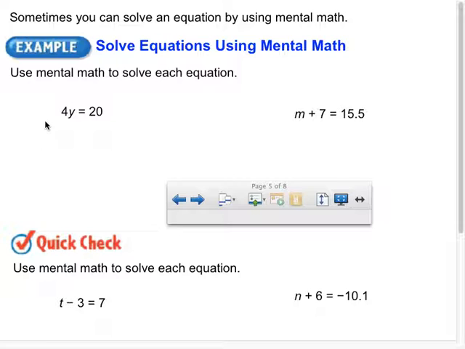Yes, so y equals 5. If you substitute 5 for y, it works. 4 times 5 equals 20. Now, here's how I want you to think about this, because what I'm trying to teach you is a strategy that's going to work on single-step equations, two-step equations, multi-step equations.